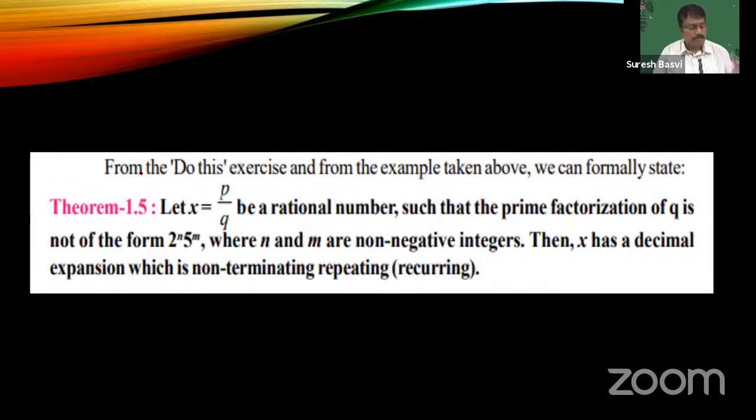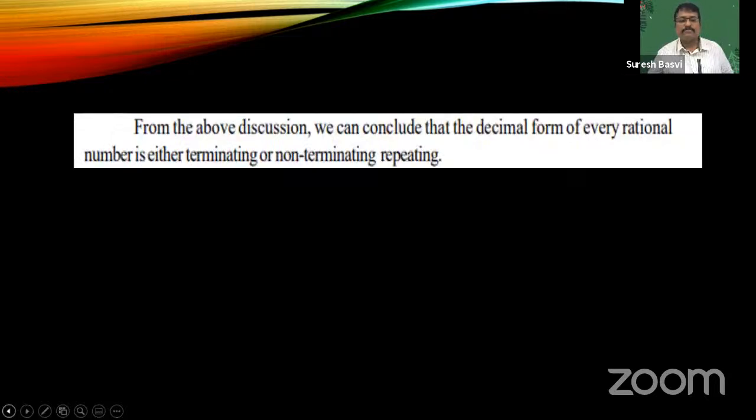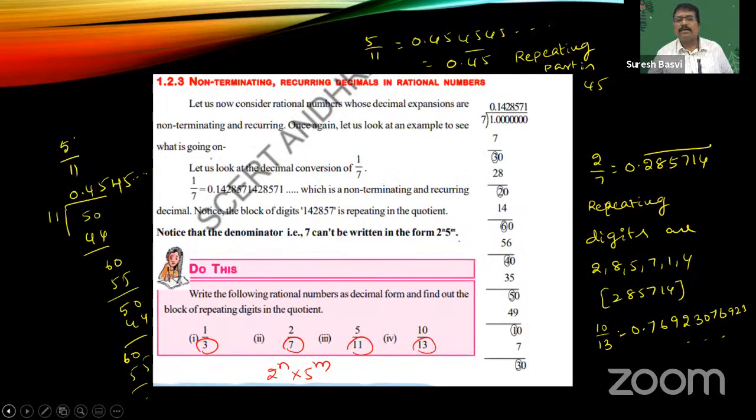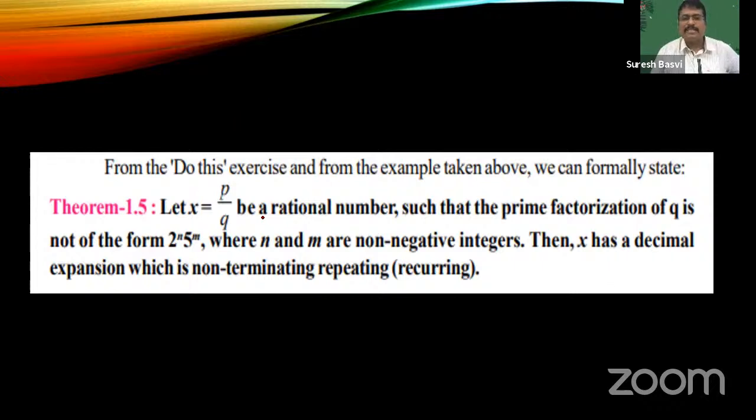Next, from the Do This, page number 11. From the Do This exercise and from the example taken above, we can formally state Theorem 1.5. Theorem 1.5. I had written some examples, but I didn't like them. Are there examples after this? Yes, examples are after this. Right, okay. So let x be equal to p/q.